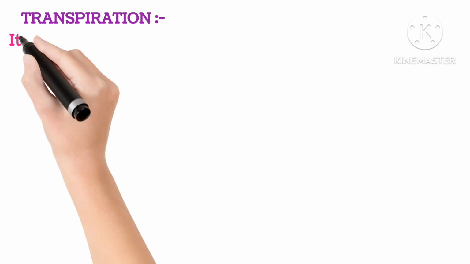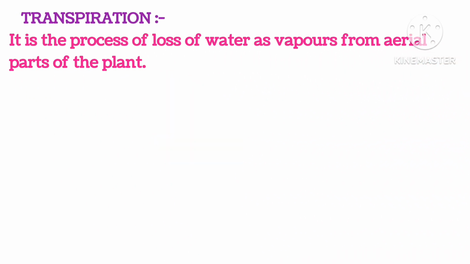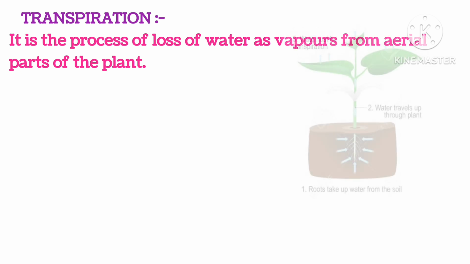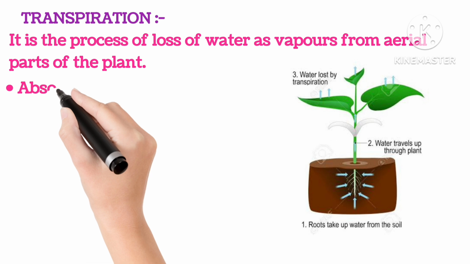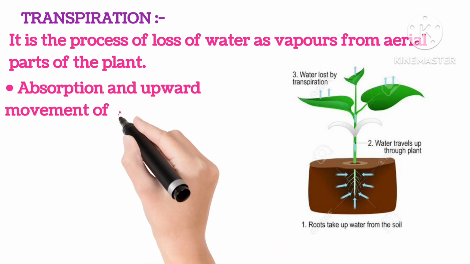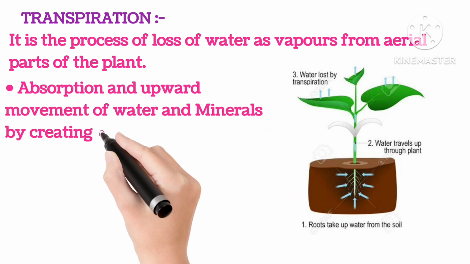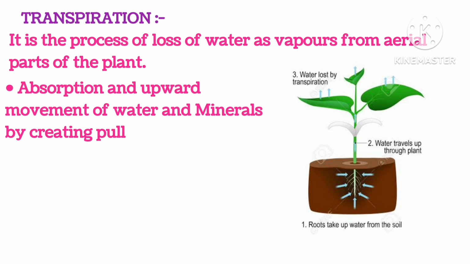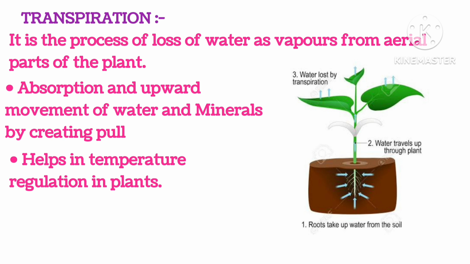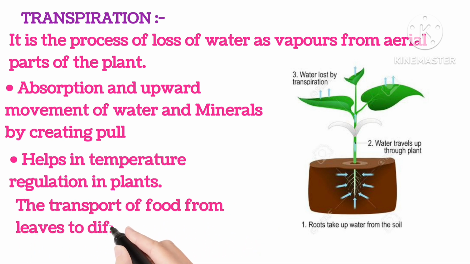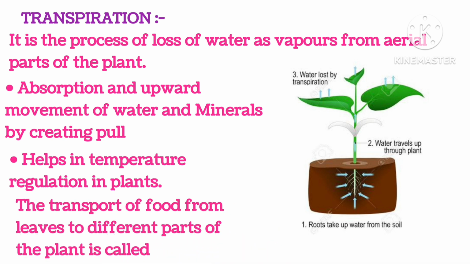Transpiration. It is a process of loss of water as vapors from aerial part of the plant, as you can see in the picture. It helps in absorption and upward movement of water and minerals by creating pull and helps in temperature regulation in plants. The transport of food from leaves to different part of the plant is called translocation.